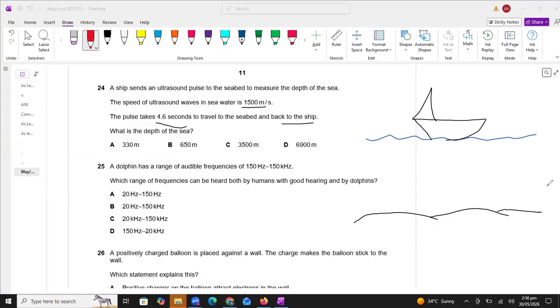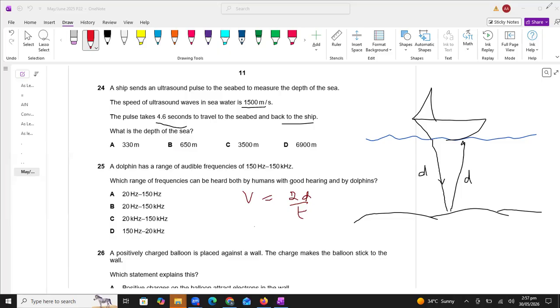So basically, the ship is sending the signal and receiving the signal. The time duration is given, 4.6 seconds. What is the depth of the sea? Basically, the signal is covering twice the distance, for sending and receiving. So we will use the formula of echo, reflection of sound, that speed is equal to 2d upon t. So we have to find d here.